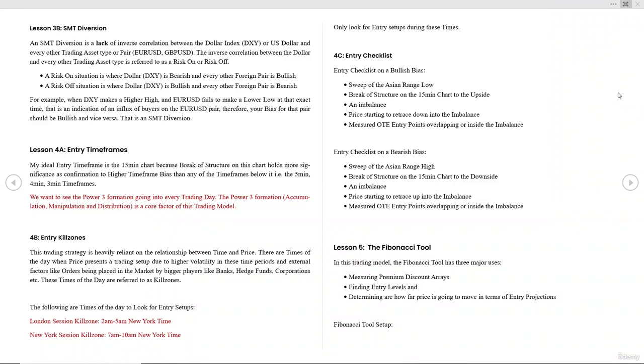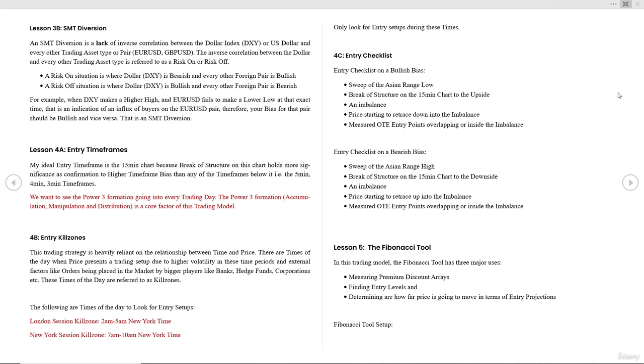All right, welcome back. This is a video based on Module 2, Lesson 5, the Fibonacci tool. In this trading model, the Fibonacci tool has three major uses: measuring premium to discount arrays, finding entry levels, and determining how far price is going to move in terms of entry projections, right? So the single most important tool in this trading model, the Fibonacci tool, just helps in tying together your whole trading idea at the end, starting from the 4-hour chart downwards.